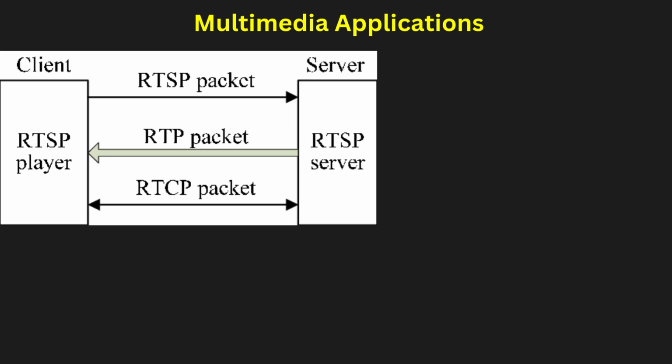RTSP, Real-Time Streaming Protocol, gives users control over playback, pause, rewind, etc. Streaming media like Netflix or YouTube lets users watch content instantly without downloading it fully. Codecs such as H.264, MP3 compress and decompress the media for faster transmission.